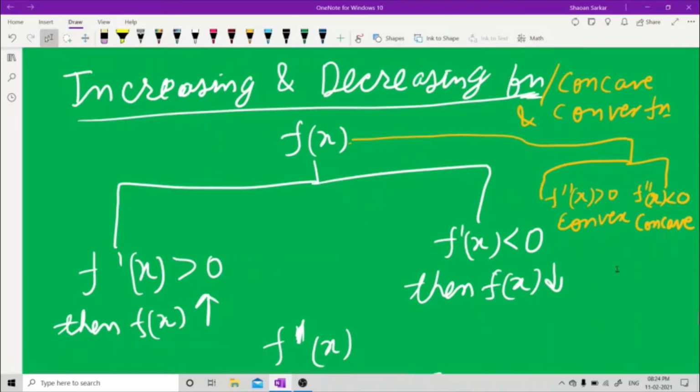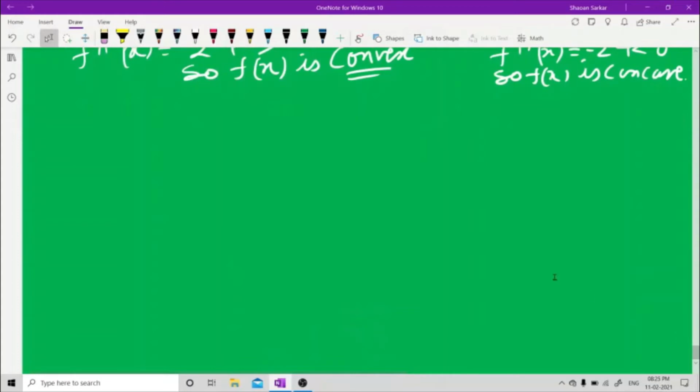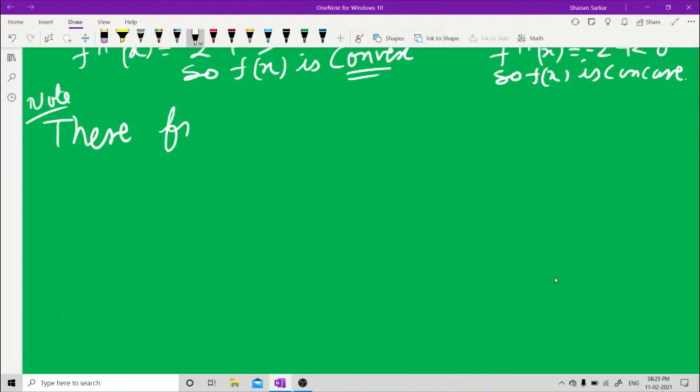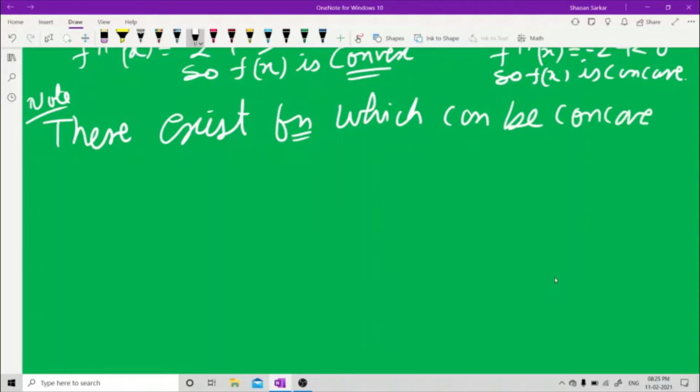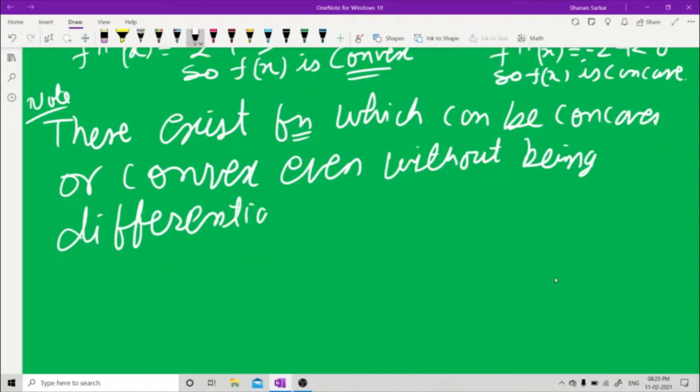Now, there may be functions which can be concave and convex without being differentiable. I'll give you an example. Note, there exist functions which can be concave or convex even without being differentiable.